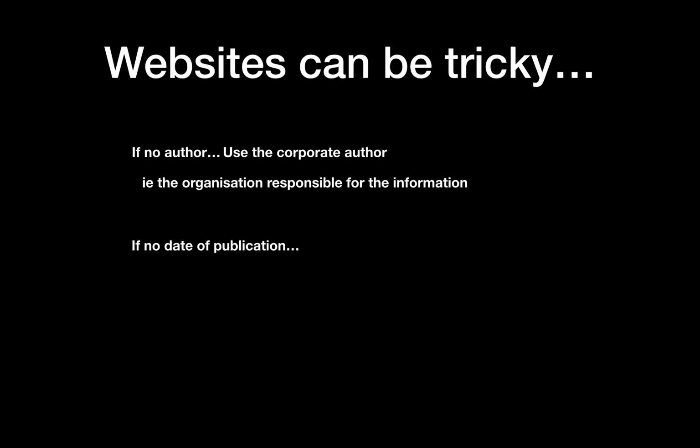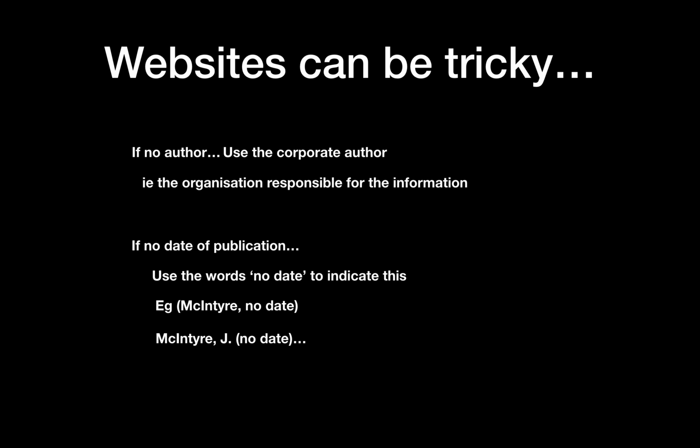Similarly, if you can't find the date of publication, then you can simply use the words no date to indicate this. So in the body of your text, you might have read a great article by McIntyre, but there's no date of publication on it. So we would put in our citation, McIntyre, no date. And then in our reference list at the end, we'd put McIntyre, comma, and their first initial, no date in rounded brackets, and then finish off the reference that way.